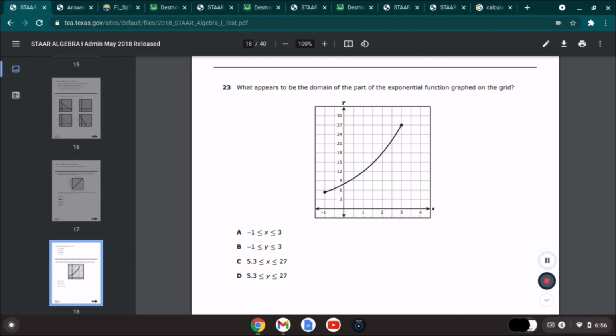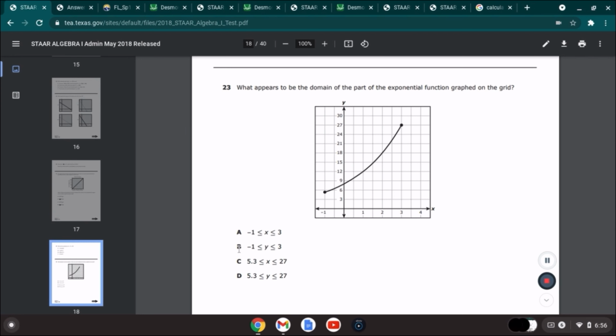Here we're looking at the STAAR test for Algebra 1, 2018. This is question 23. It says, what appears to be the domain of the part of the exponential function graphed on the grid? So here we have an exponential function and we're asked to find the domain. So what is the domain? The domain, as we should all remember, is going to be your x values. So we're looking for values of x. Where do they start? Where do they end? Domain will always be in x.